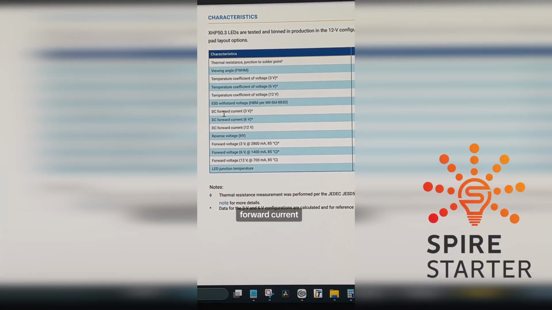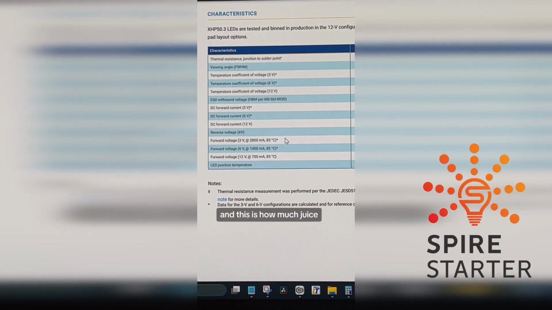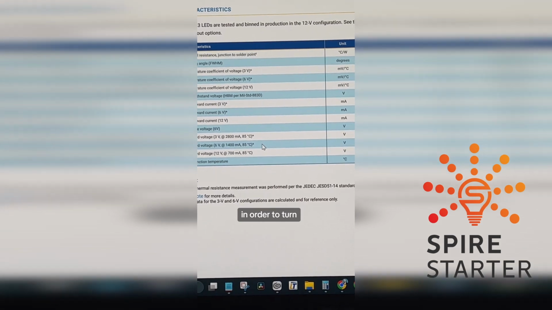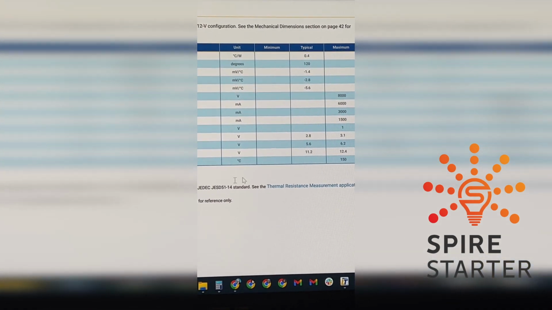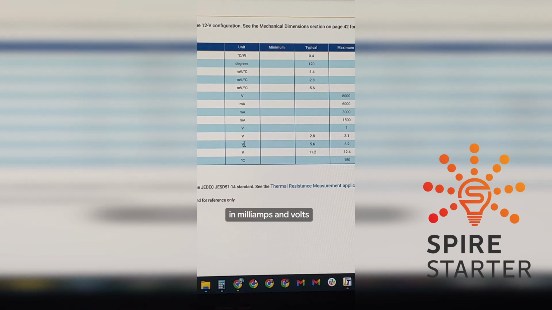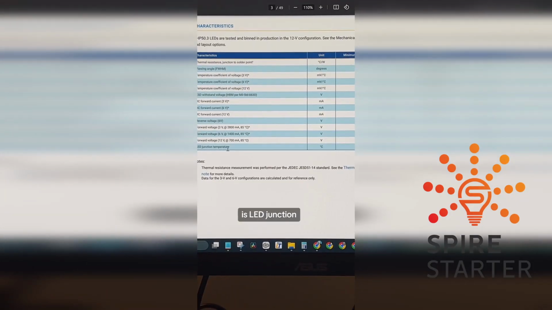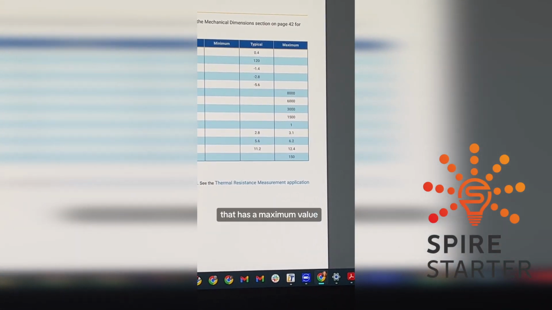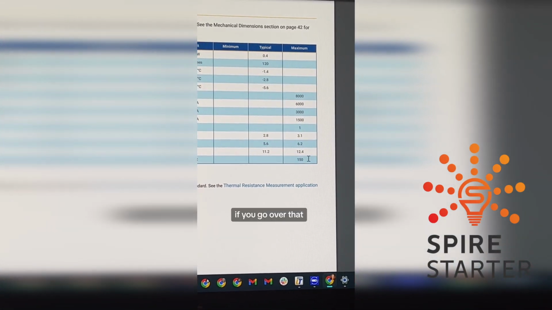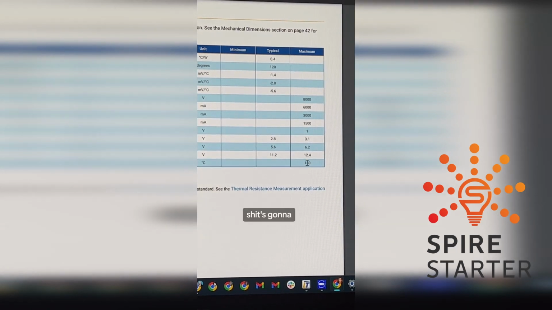And then we see DC forward current and forward voltage, and this is how much juice it's going to need to draw in order to turn the thing on. And then we have those numbers in milliamps and volts respectively. At the bottom is LED junction temperature, and that has a maximum value of 150. So if you go over that, stuff's going to start to break.